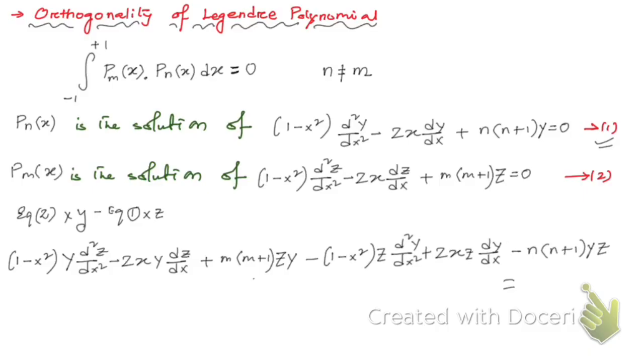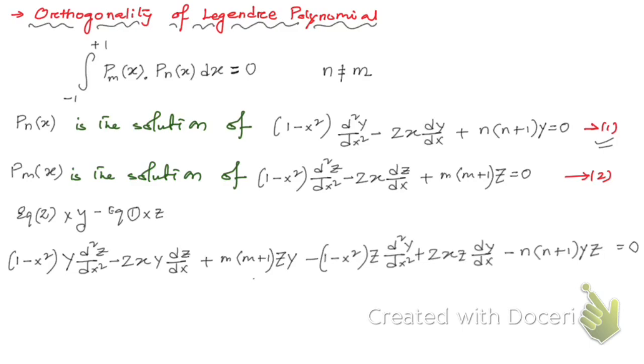0 minus 0 is always 0. So here we're going to get 0, right? Hope you have understood this. Now let me simplify. How to simplify this? Let me check what terms are common here.